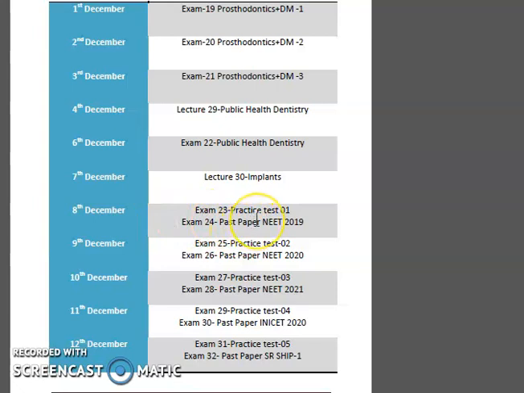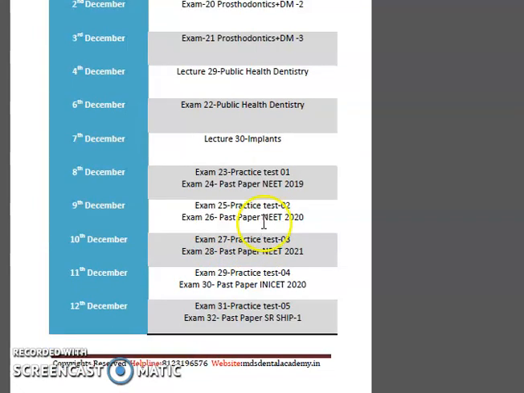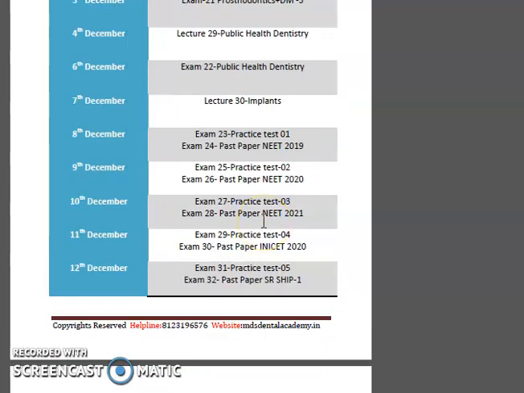Then from December we are having the practice papers, and you can practice the past papers of 2019, 2020, 2021 NEET. Remember, don't do many past papers. 5 years are more than enough. Max 3 to 5 years. Don't go more than that, because from past papers you cannot expect questions.